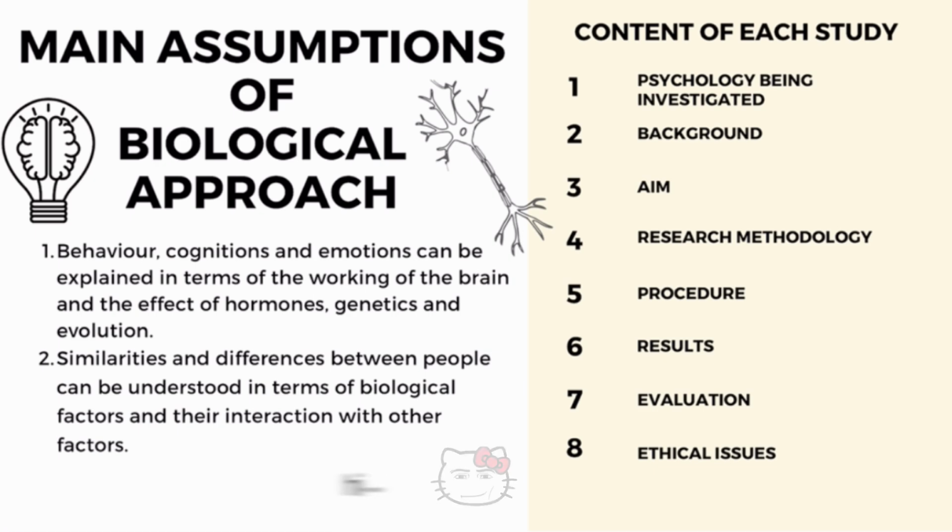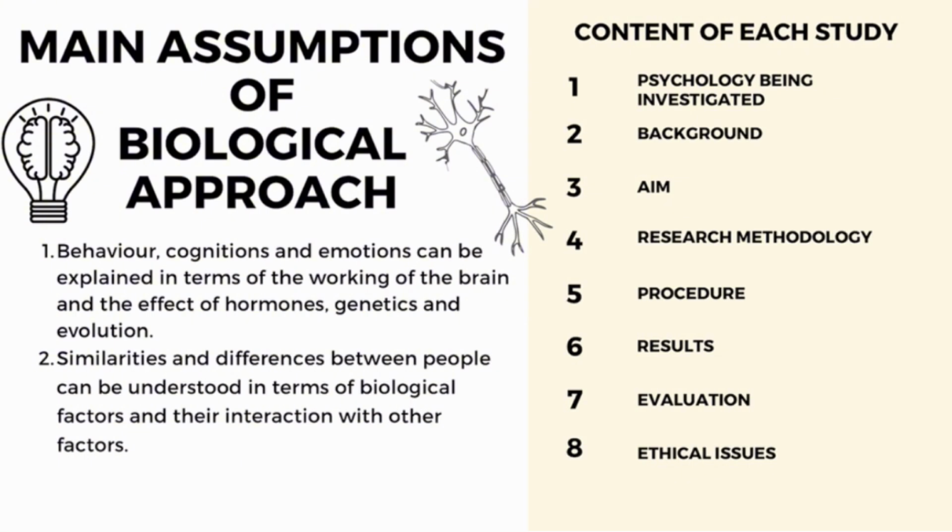Please remember that these can be asked in the exam, and maximum you need to know 2, which I have provided. So the first main assumption of the biological approach is behavior, cognitions, and emotions can be explained in terms of the working of the brain and the effects of hormones, genetics, and evolution. Second one is similarities and differences between people can be understood in terms of biological factors and their interactions with the other factors.